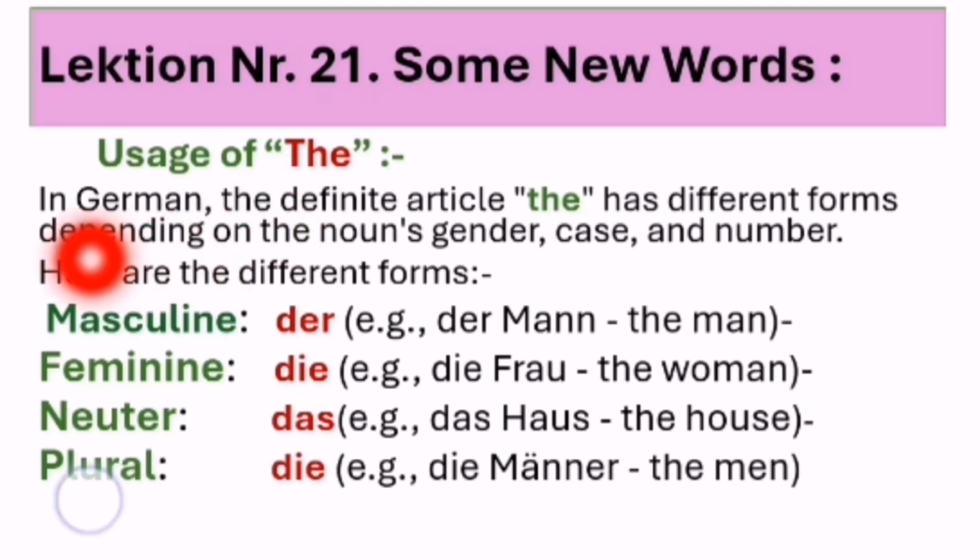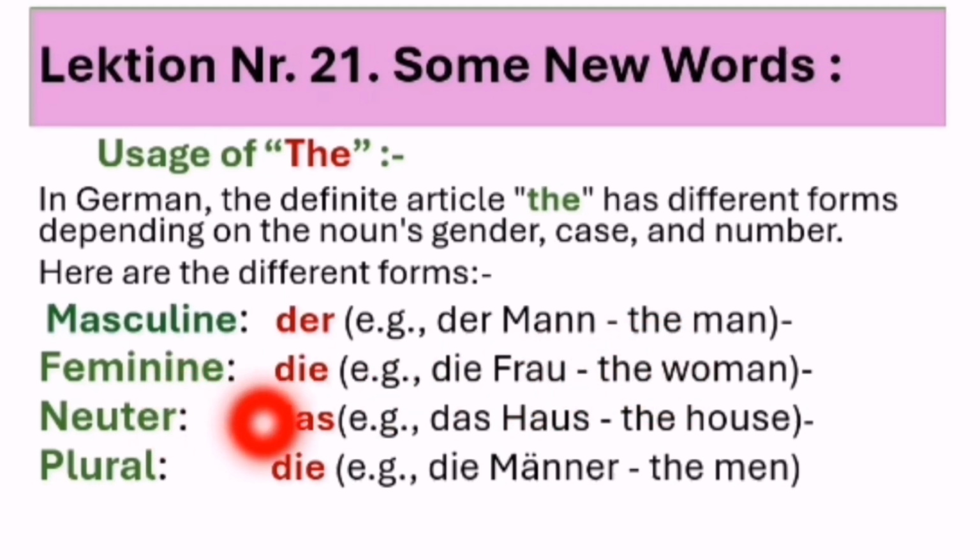Usage of the. In German, the definite article the has different forms depending on the noun's gender, case, and number. Here are the different forms. So with masculine noun in German we use der. For example, der Mann, the man.